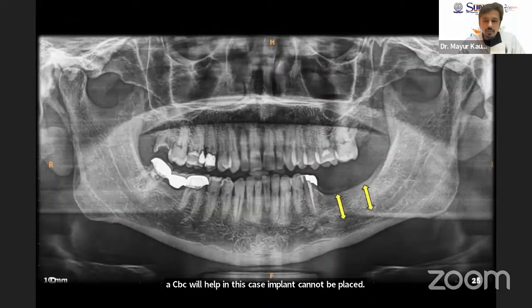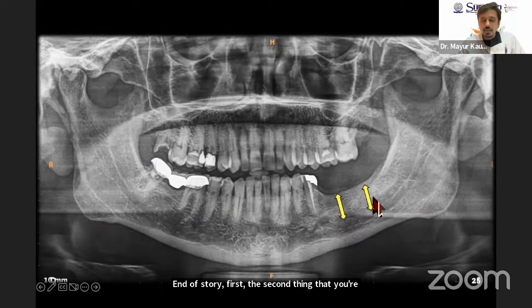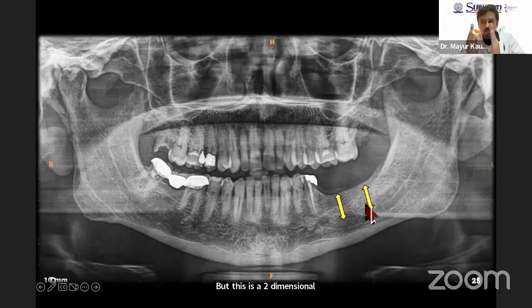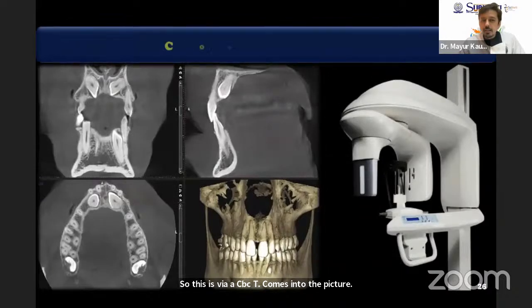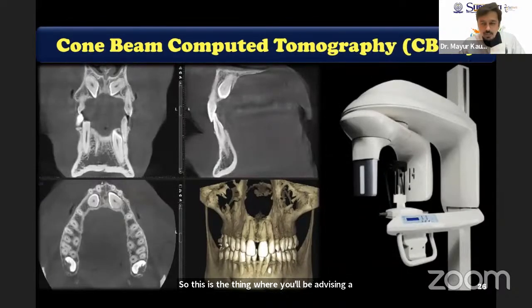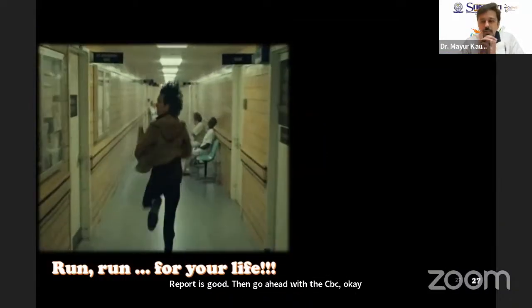The second thing that you are supposed to remember is if the report comes like this, ample bone is available, but this is a two-dimensional image. You require a three-dimensional image for the width also. So this is where a CBCT comes into the picture. This is where you'll be advising a CBCT. So first advise an OPG. If the OPG report is good, then go ahead with a CBCT.